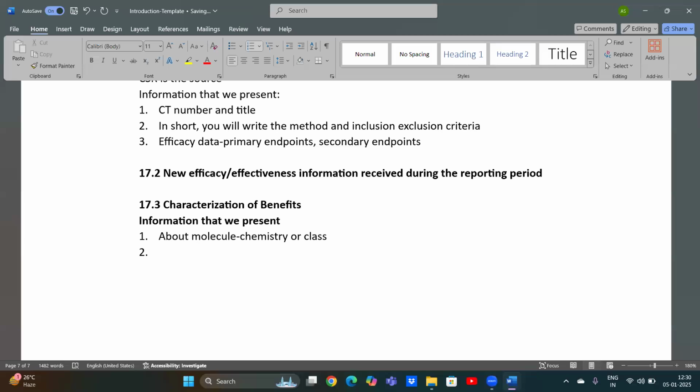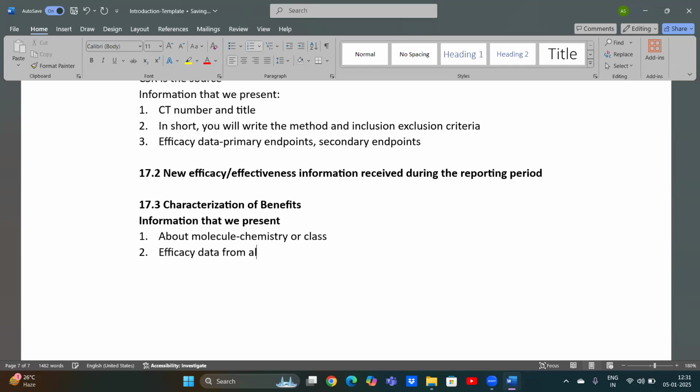Whatever efficacy information you have presented above in 17.1 and 17.2, the same information you will give here in 2 to 3 lines. Suppose you presented 3 trials. Then you will state that the primary efficacy endpoint was reached in all 3 trials. Like in studies 1, 2, 3, it was more than 40%. In studies 4, 5, 6, it was more than 35%. In the same way, just a single liner. What was the efficacy that you observed? You can provide it here.